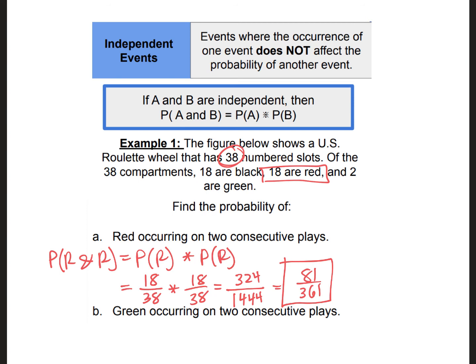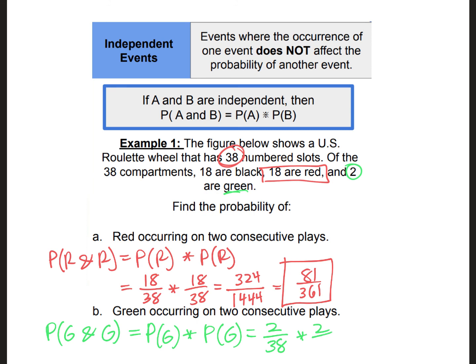All right, for my next one, we want the probability of green occurring on 2 consecutive plays. So if you look at your prompt, we want the probability of green and green. Again, we know they're independent because if I spin green first, that doesn't affect what happens the next time. We want to do the probability of green times the probability of green. Notice there are 2 green slots, so we have 2 out of 38 because 38 again is our total number, times 2 out of 38. 2 times 2 is 4.